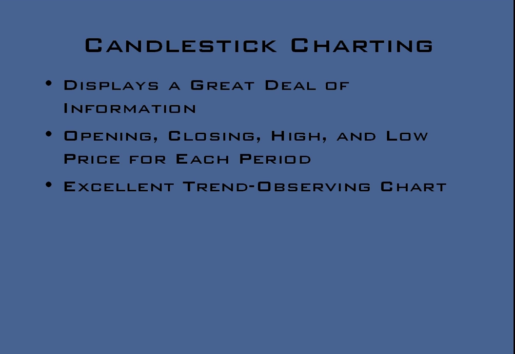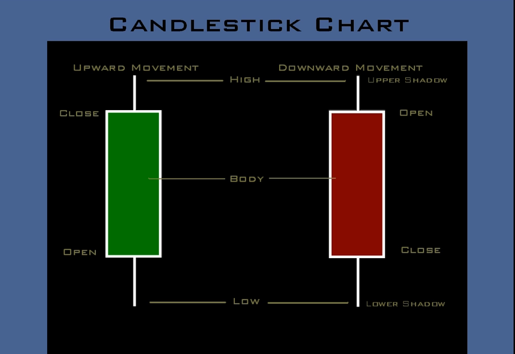Here you can see just a blown up view of two candlesticks. On the left hand side you've got a green candlestick, which indicates that in that time period the price closed higher than it opened, so there was upward price movement. On the right hand side you've got a red candlestick, which indicates that the price closed lower than when it opened, so there's downward price movement. The little white shadows, as they're called, on the top and the bottom indicate the high and the low for each period.